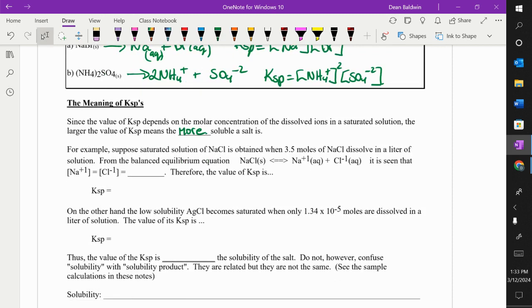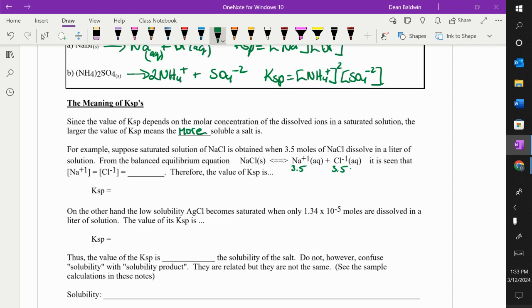And they can be really big numbers or they can be really, really small numbers. So if you have sodium chloride, we get a saturated solution when 3.5 moles is dissolved in a liter of water. If you write out the balanced equation, NaCl goes to Na ions, sodium ions, and chloride ions. They are equal. So if we have 3.5 moles of this, then you have 3.5 moles of this and 3.5 moles of that. It's a 1 liter container, so that's the molarity.